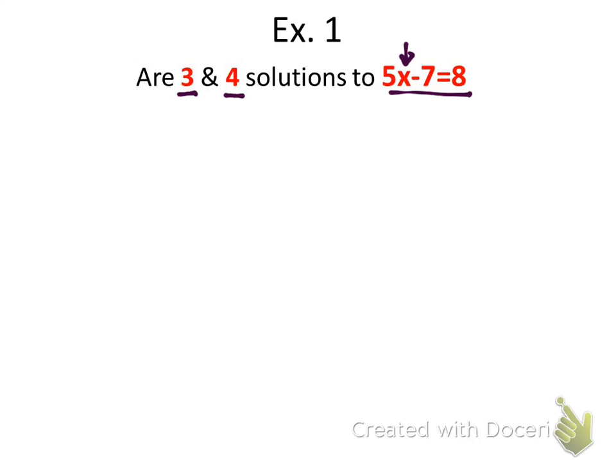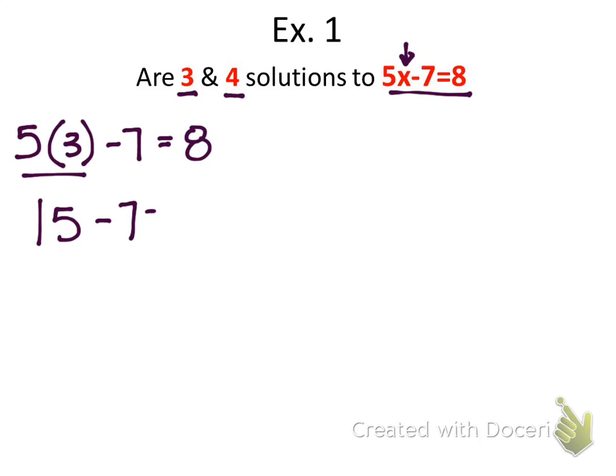So let's go ahead and start with 3. I'm going to say 5, and then instead of the variable, the letter, I'm going to plug in 3, minus 7 equals 8. Now this is where we've got to pull from what we learned yesterday, order of operations, to know, do I multiply first or do I subtract first? Which one am I going to do, Sean? Multiply, perfect. So we say 5 times 3, which is 15. 15 minus 7 equals 8.